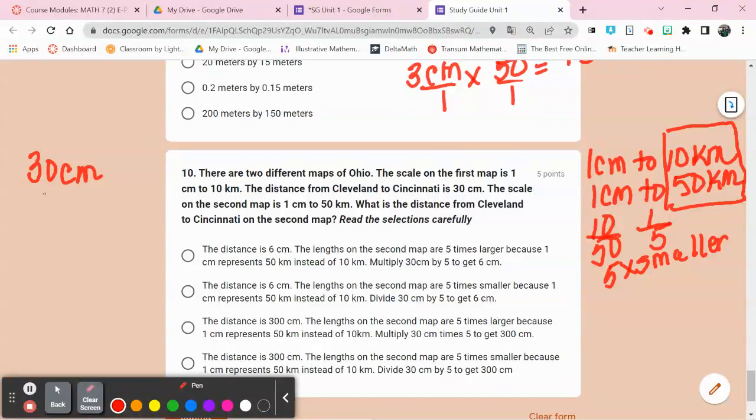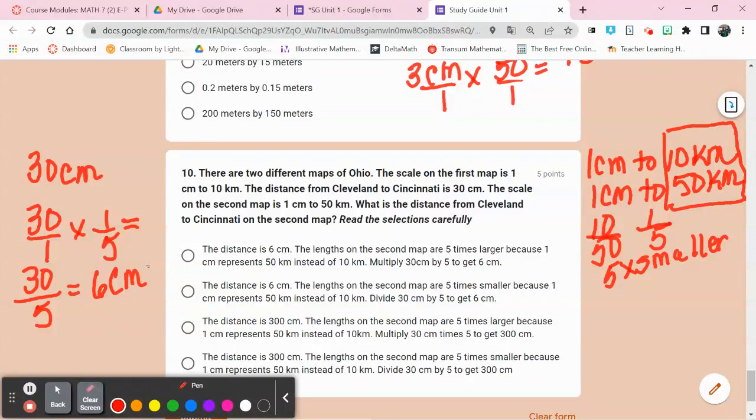Now, I need to change that to the new number. So I'm going to take 30 over 1 times 1 over 5, because that's the scale factor. We just found it. That's why we did that. Between the maps, 30 times 1 is 30 on top. 1 times 5 is 5 on the bottom. 30 divided by 5. On the second map, that side would be 6 centimeters, which is 5 times smaller. Okay, 30 divided by 5.